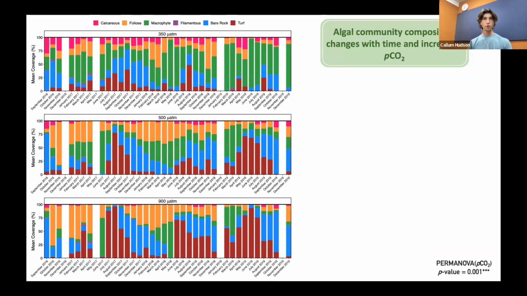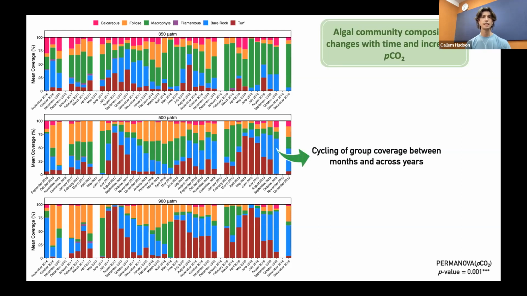So indeed, PERMANOVA analysis showed that these algal community compositions did differ between locations, so they changed with increasing OA. To visualize these changes through time more easily, we made these stacked bar plots to compare the mean relative abundance of different algal functional groups within communities between months, so through time, and also at these different levels of CO2.